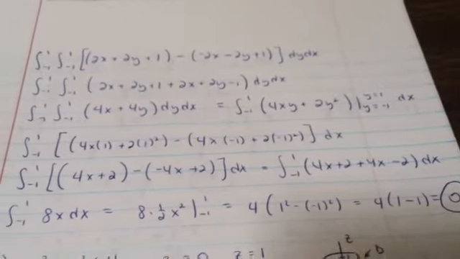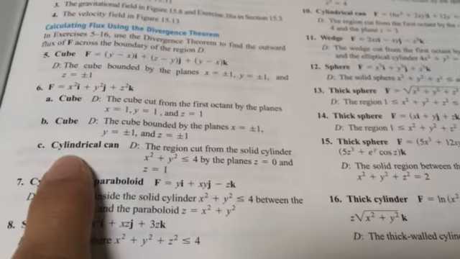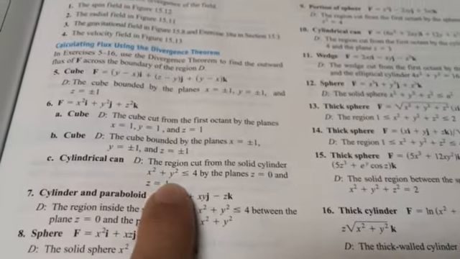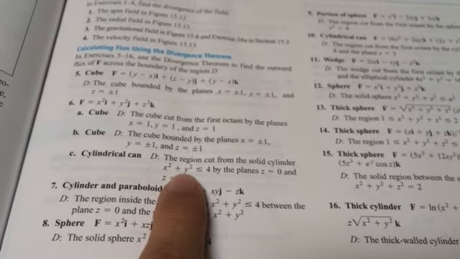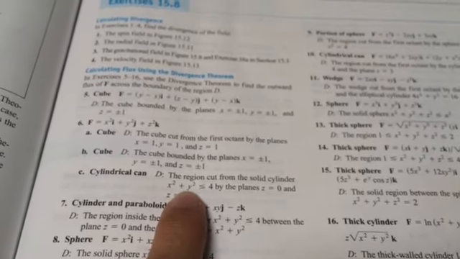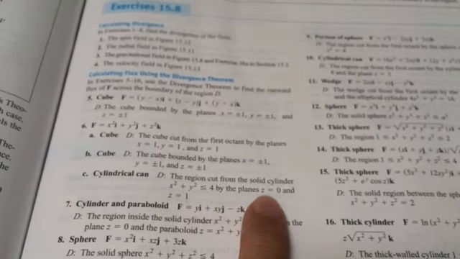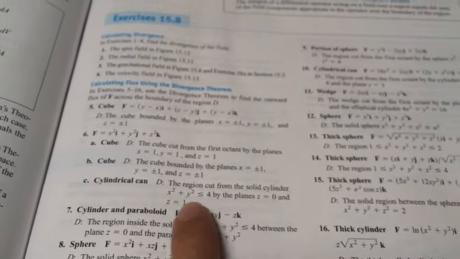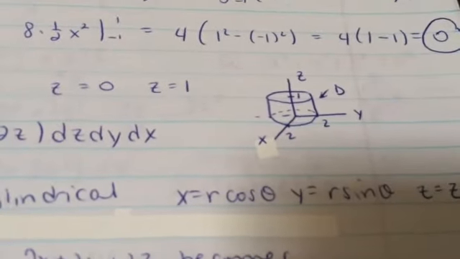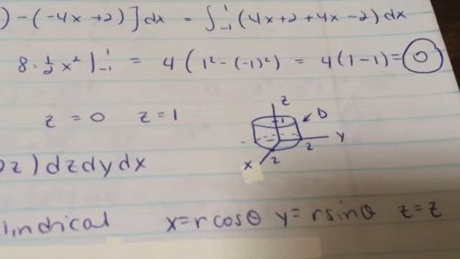All right, and so for part C, you have a cylindrical can. So you've got the solid cylinder. This one here, it opens around the z-axis, but then you're cutting it off on the bottom by the plane z equals 0, which is the xy plane, and on the top by the plane z equals 1. So it's going to look like this, okay, radius 2, height 1.